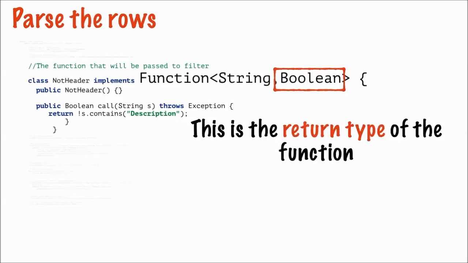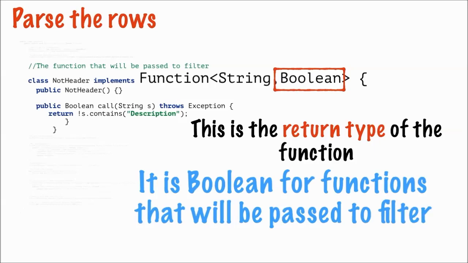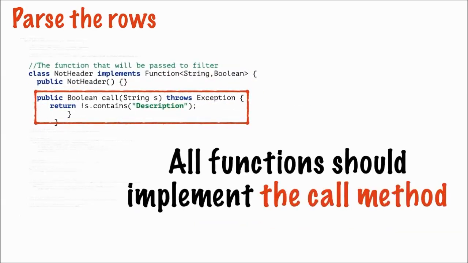The second type parameter is the return type of the function. The return type of the function in the case of the filter operation, remember, is a boolean. The filter operation requires a function which gives it yes if the record should be included in the result, or no if the record should be excluded from the result. So the return type of this function object should be a boolean, and that is the second type parameter in the generic interface. The function interface has exactly one method within it which needs to be implemented.